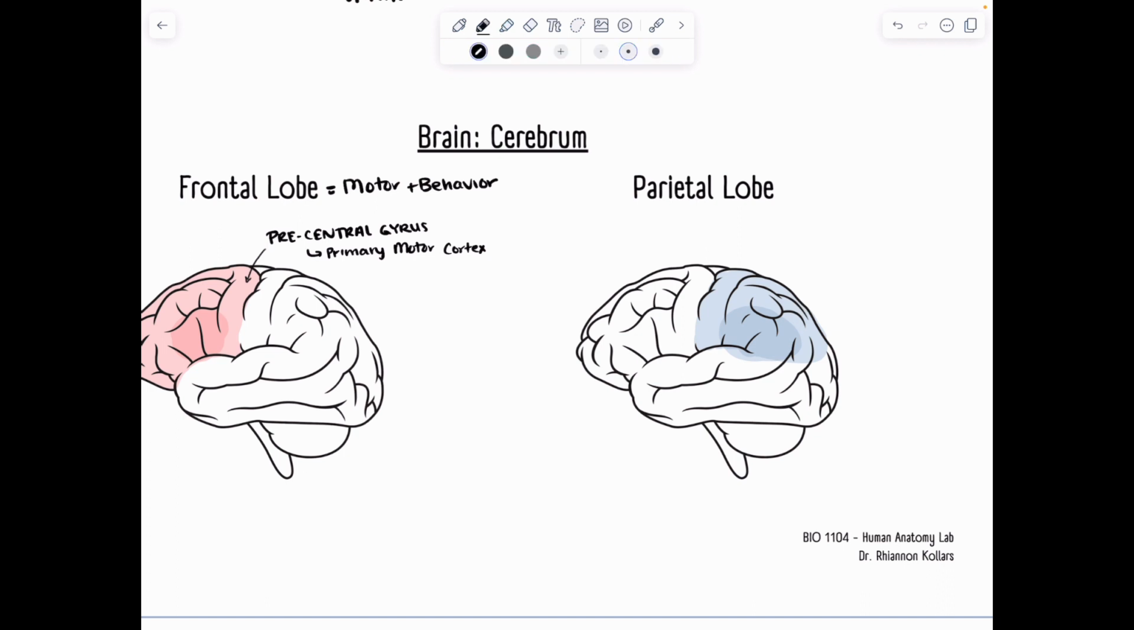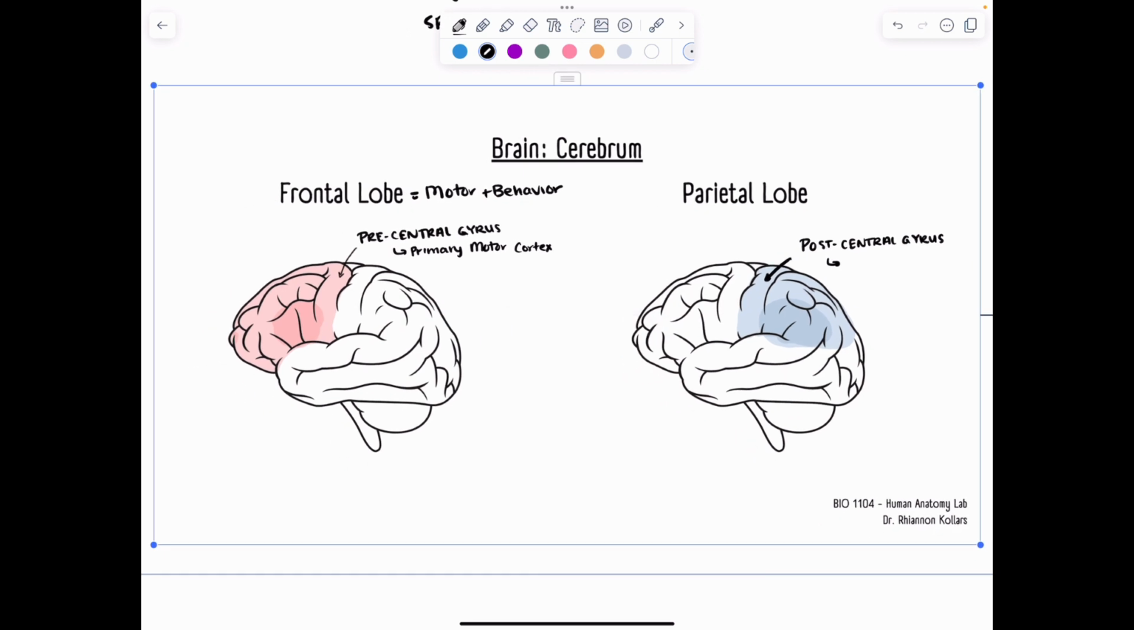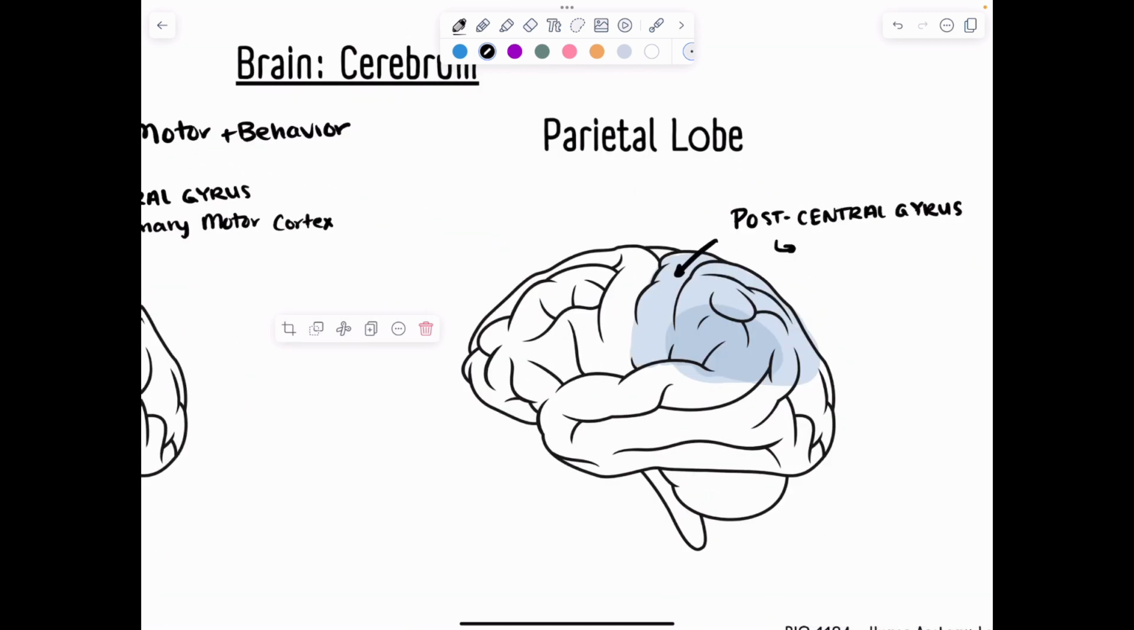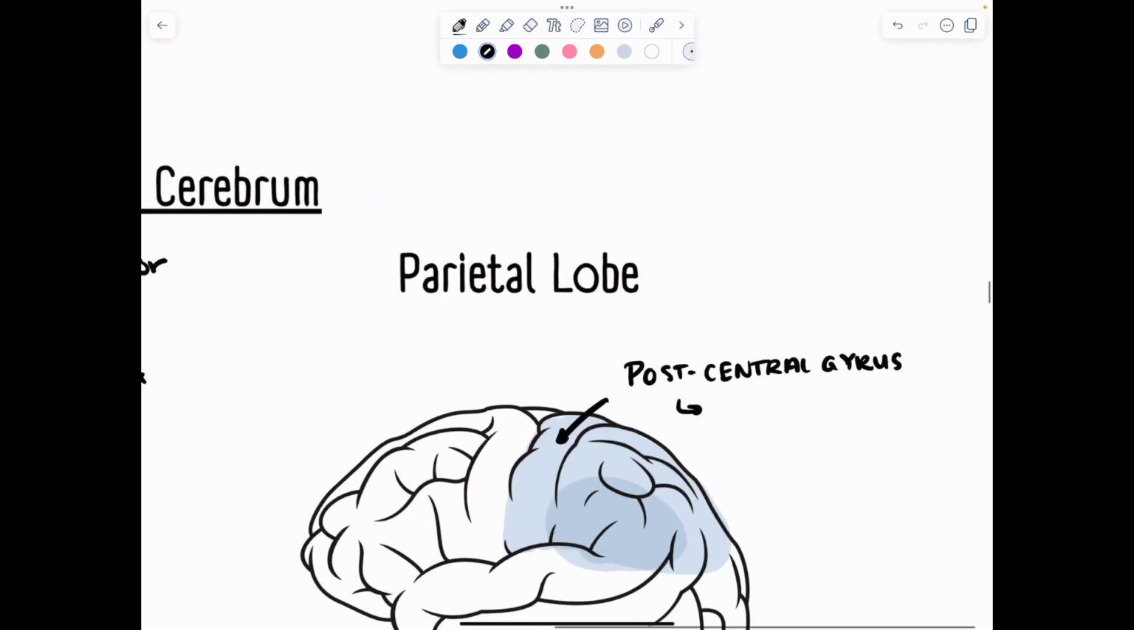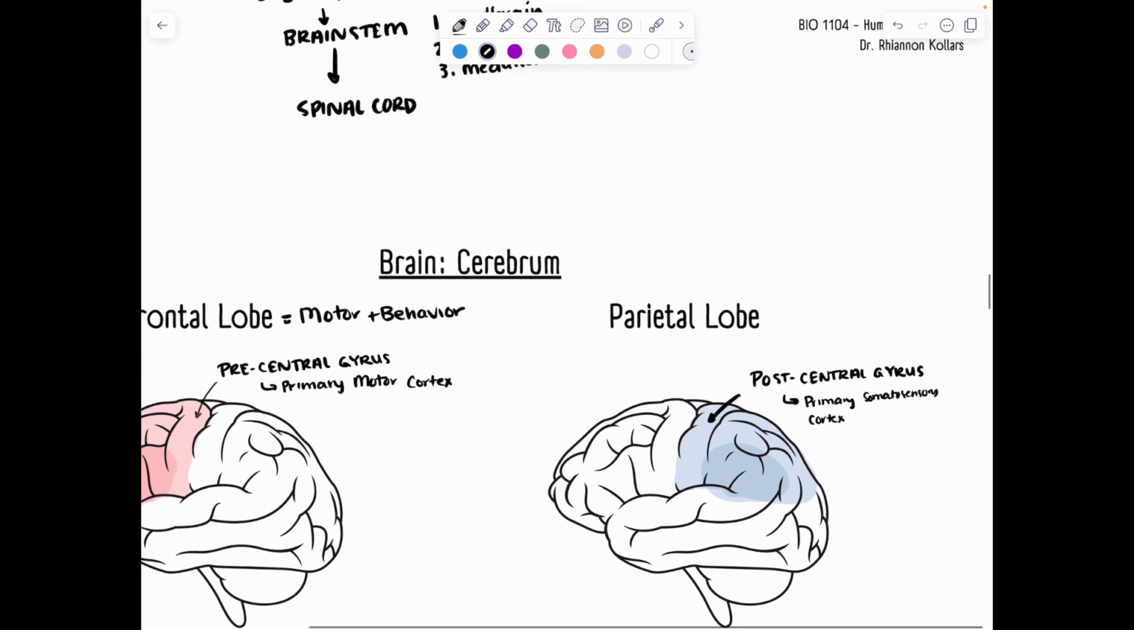And then we also, like I said, have our postcentral gyrus, which is where we have our primary somatosensory cortex, which is our cortex that tells me I'm feeling things. When I understand that I am holding something and this pen is smooth, that kind of idea. So the parietal lobe is about sensation.